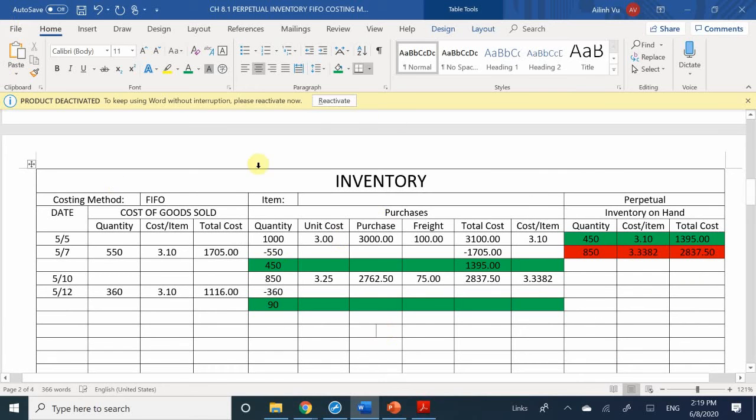Okay, so here, because we sold 360 items, and it cost us a total of $1,116, for just doing that, how much is going to be the price? Should be $279.